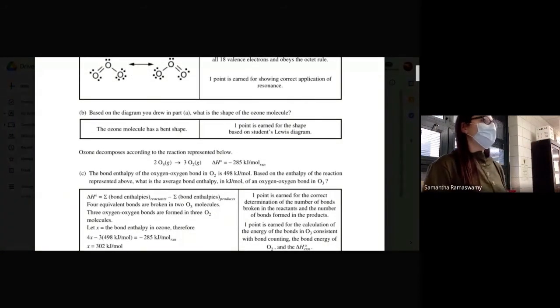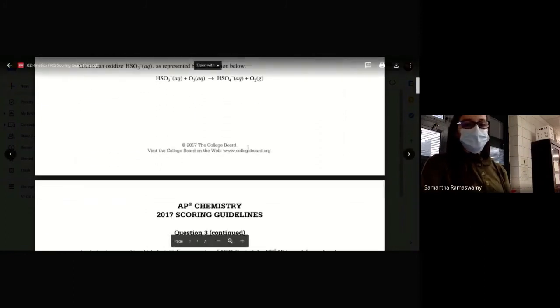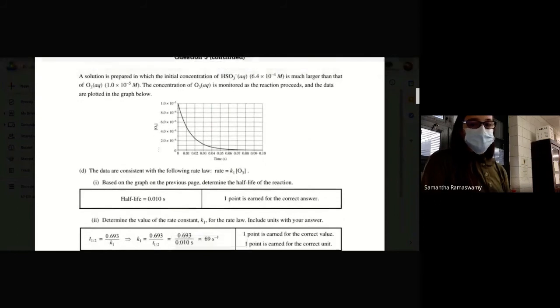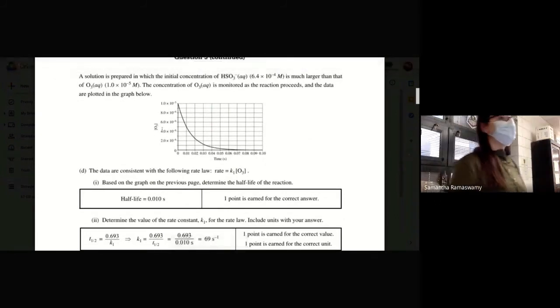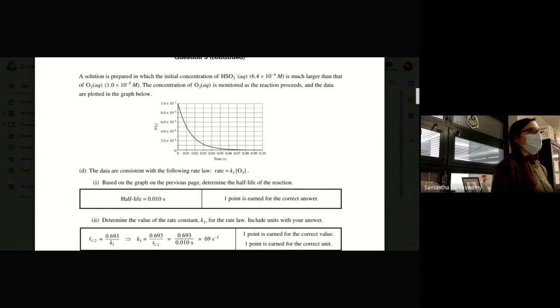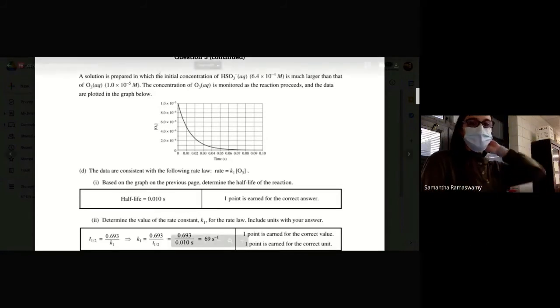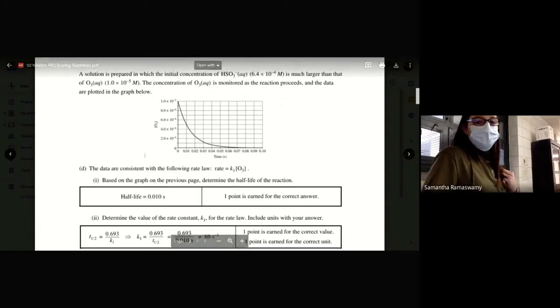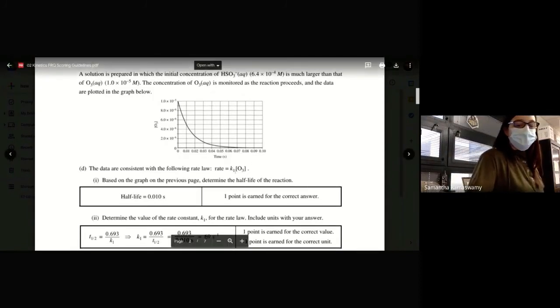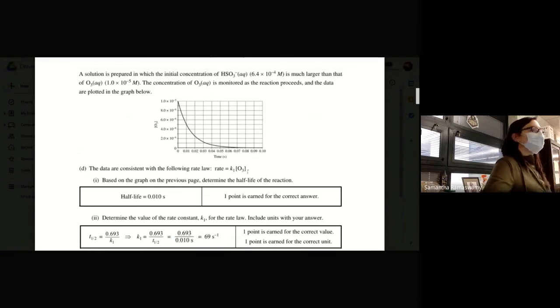Questions 1, 2, and 3 are long questions on the AP test. They are worth 10 points. They take anywhere from 15 to 20 minutes. That's why I gave us about half the amount of time, because we were just looking at half of the question. Then we get into part D. It has all this information about ozone, and then it gives us this graph. Notice that the graph is concentration versus time. Part D says the data is consistent with the following rate law: rate equals K times the concentration of O3.